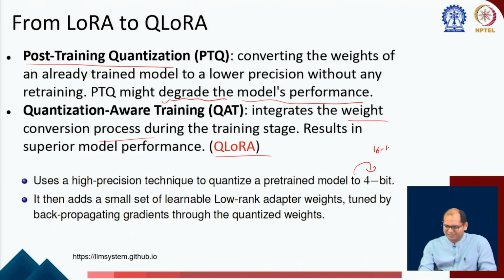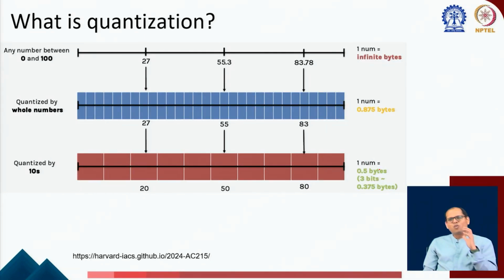Rather than going 16 bits, we want to go to 4 bits, and then you do LoRa adapters, and you will have backpropagated gradients through the quantized weights. Okay. So now what is quantization? Let's get some idea of what is quantization.